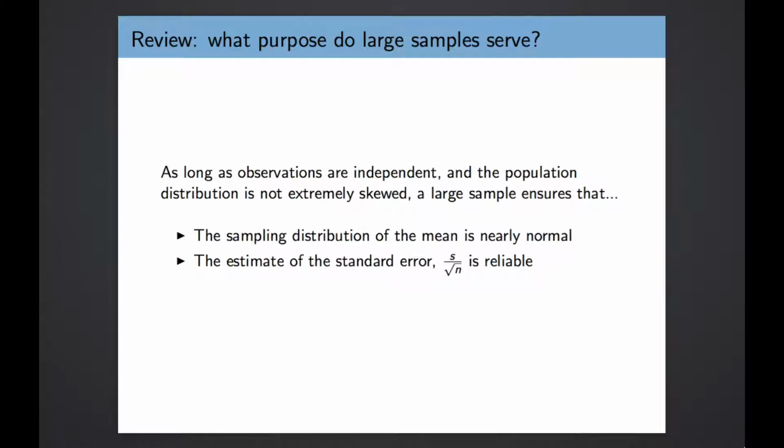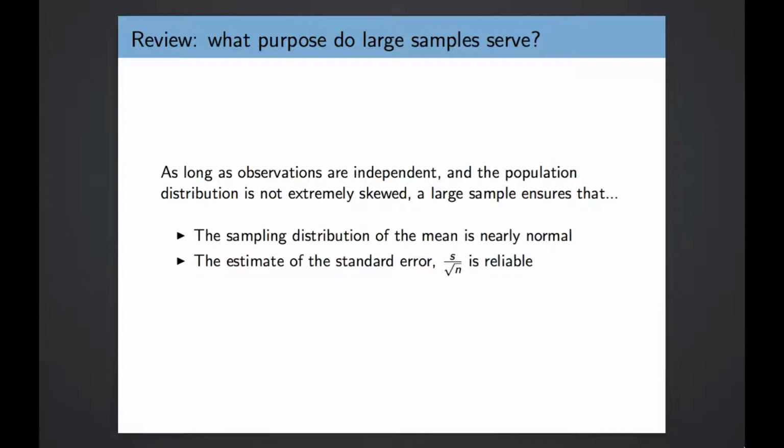So, as long as we have independent observations and not an extremely skewed population distribution, when we have a sufficiently large sample, we know that the sampling distribution of the mean is nearly normal, and that our estimate of the standard error is reliable. So our estimate of the standard error comes from our sample data. It's the sample standard deviation divided by the square root of the sample size. And this is our estimate of the population standard error, which is the parameter sigma in the population divided by the square root of the population size. So because we don't have access to population data, we have to approximate that using our data from the sample.